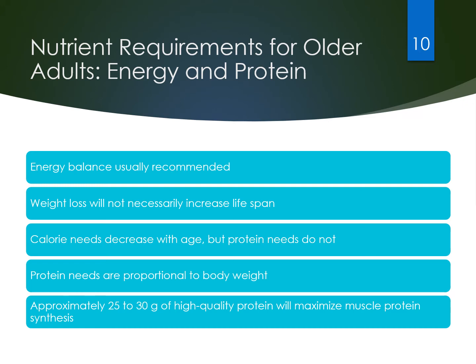Approximately 25 to 30 grams of high quality protein will maximize muscle protein synthesis because we want to maintain muscle mass, lean body mass. Approximately half of adults over the age of 50 are going to fail to meet the recommended dietary allowance for protein. So that's just something to keep in mind.